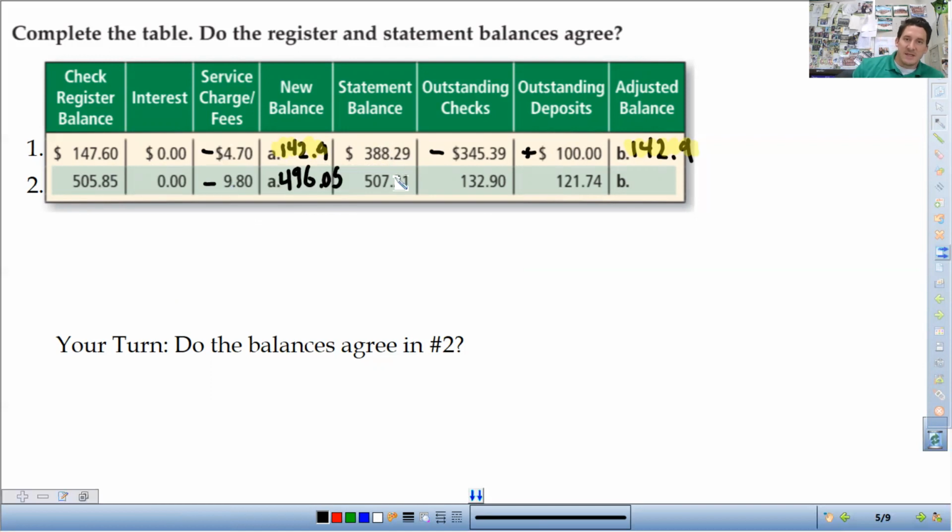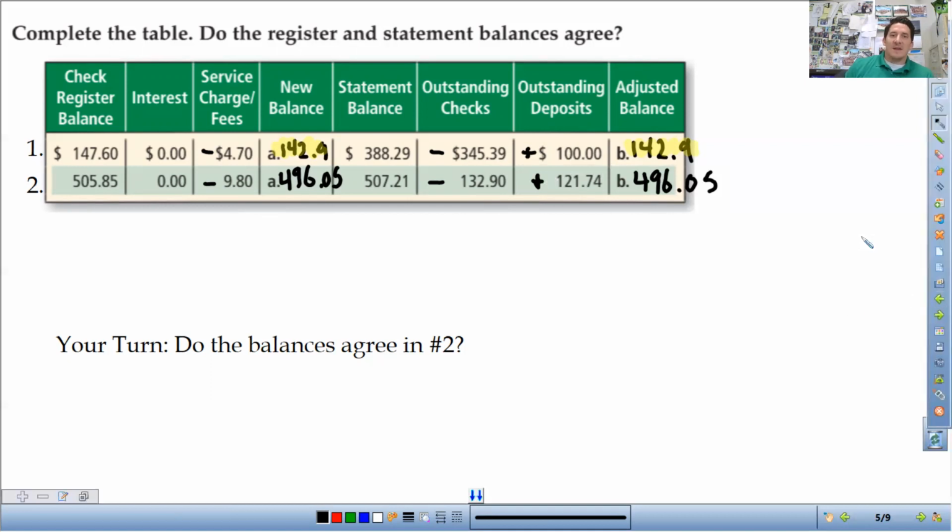So here comes the bank statement. So I'm going to do, remember, outstanding checks are minus and outstanding deposits are pluses. So 507.21 minus 132.90 plus 121.74 comes out to 496.05. Again, yes, these do agree since they came out to be the same value.